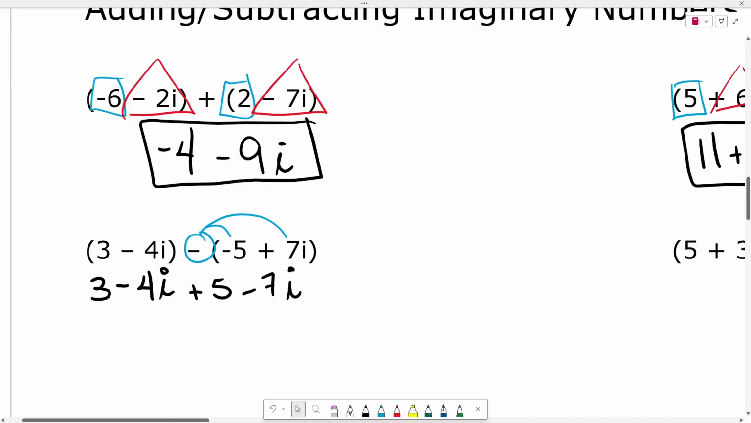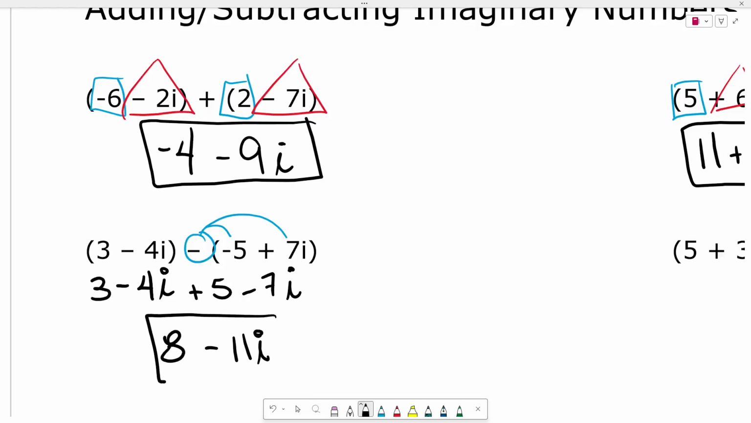3 and 5 gives me 8. Negative 4 and negative 7 is a minus 11i. So when we're dealing with subtraction, don't forget to distribute. Think of it as a negative 1 times everything in the parentheses behind it.